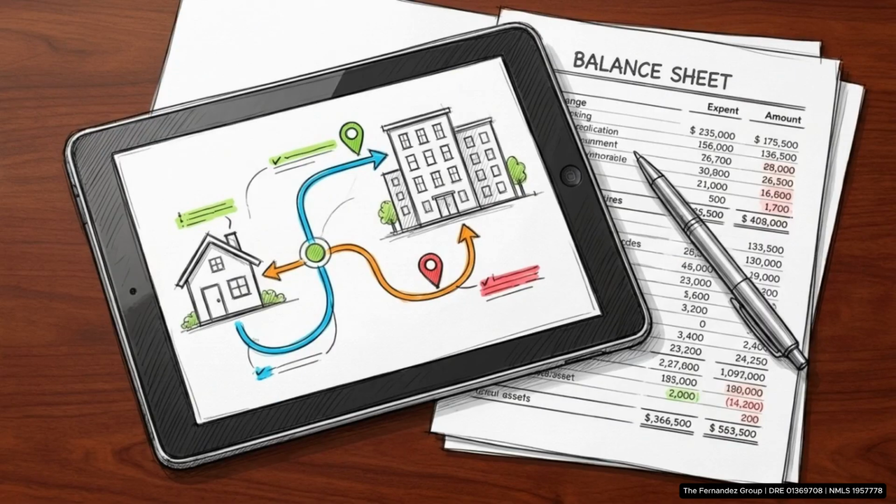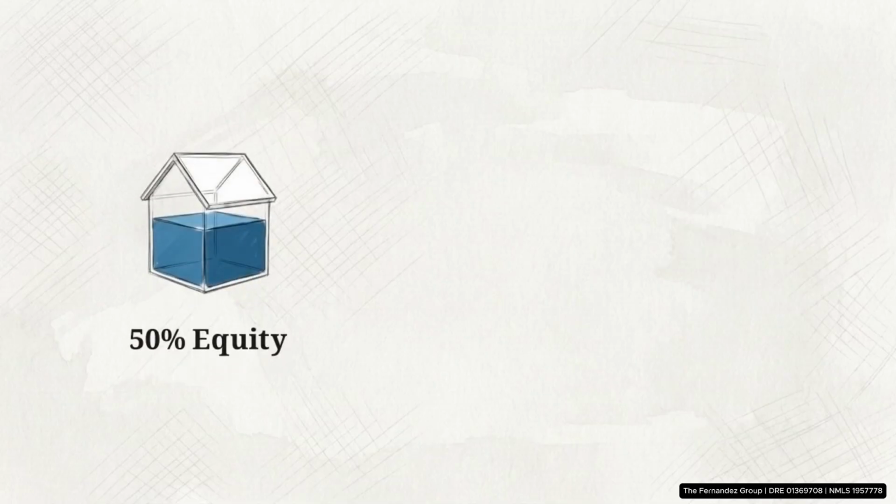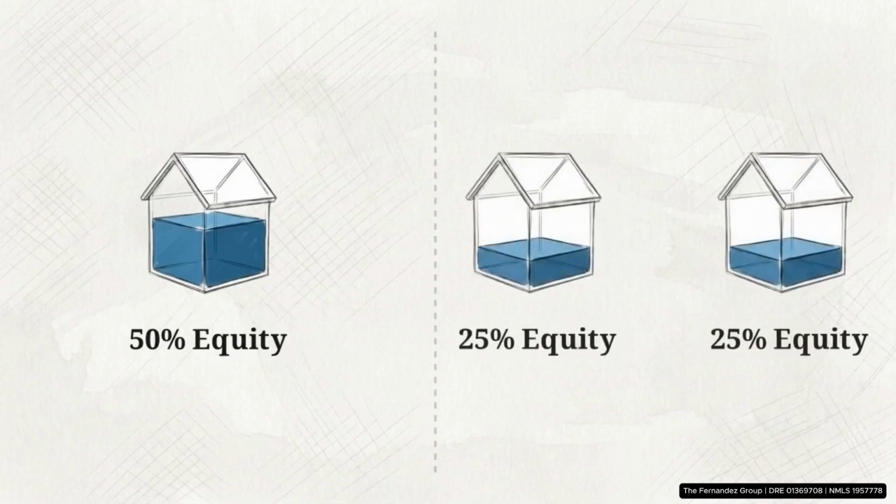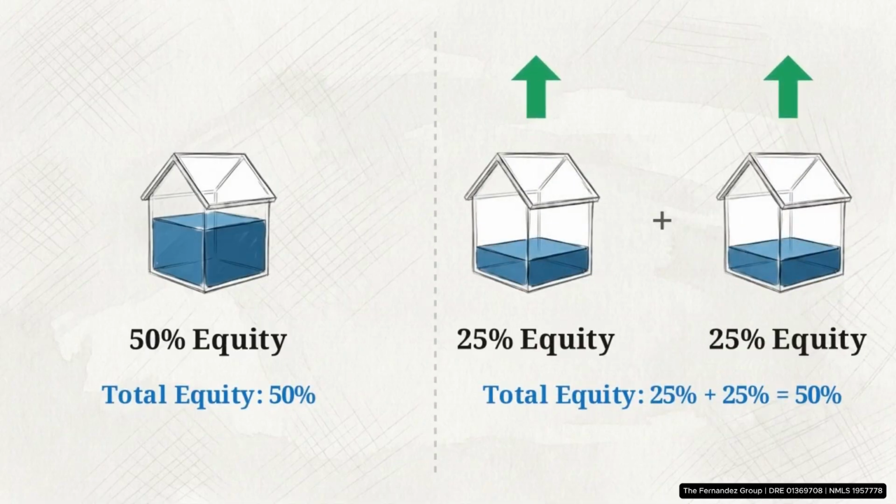You now have a mathematical overview of your current portfolio and a roadmap for your next acquisition. A property with 50% equity is often less productive than 2 properties with 25% equity each, provided the cash flow on both assets covers the debt.